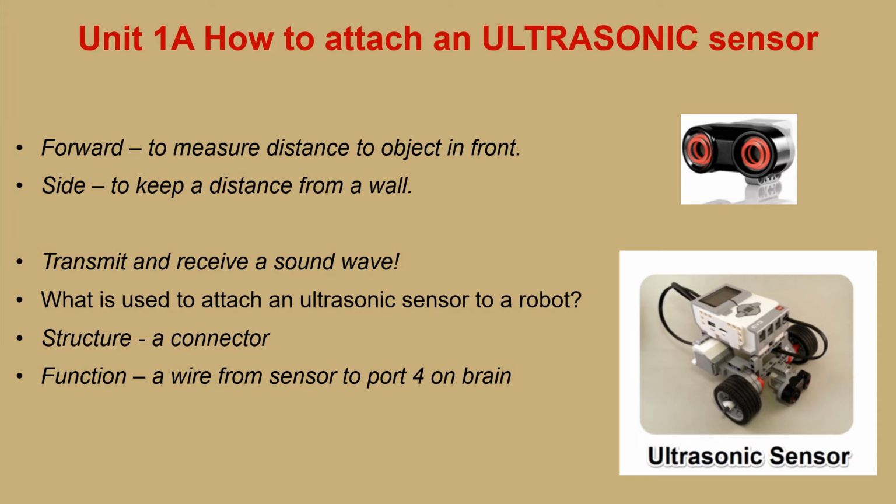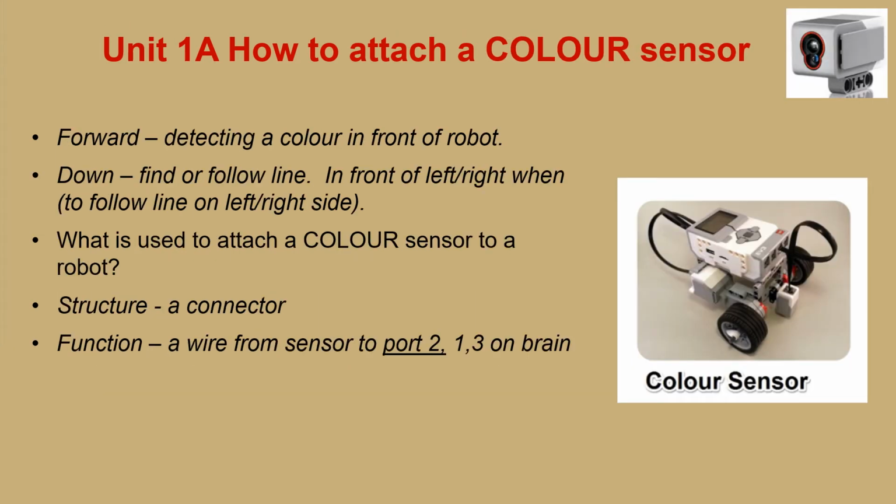So how is the ultrasonic sensor attached to a robot? It's got to be well connected by means of a connector, and then there's a wire, but for the ultrasonic it's always in port number 4, because remember there are 2 data submissions that go: one is the transmitter and the other one is the receiver.